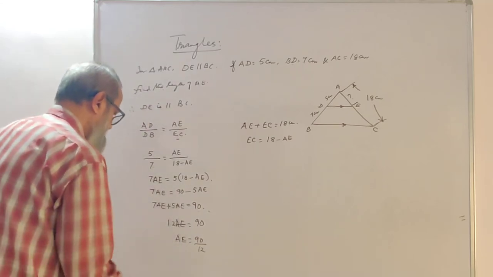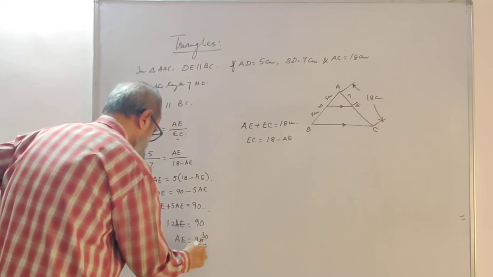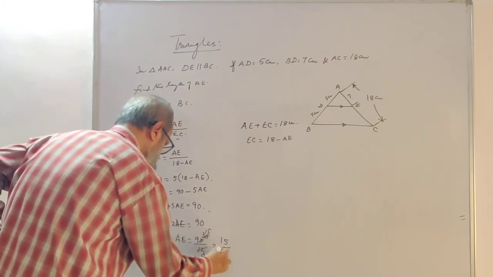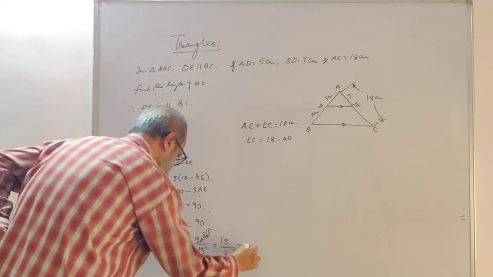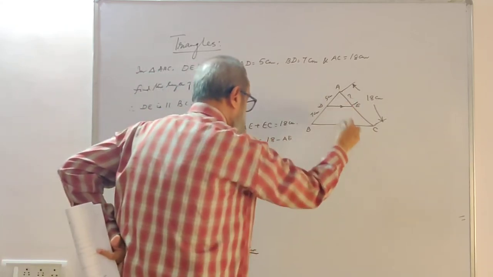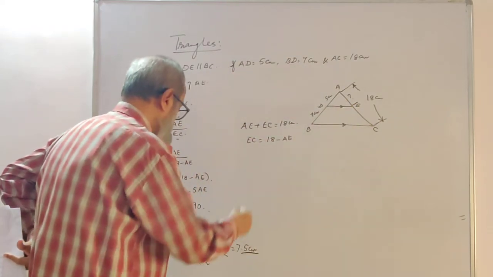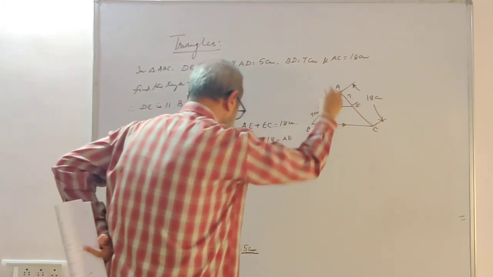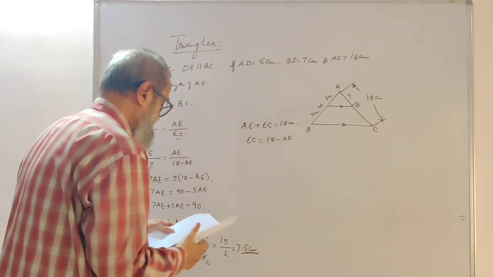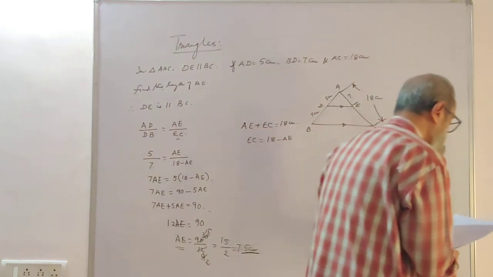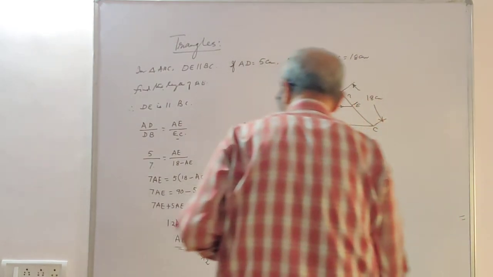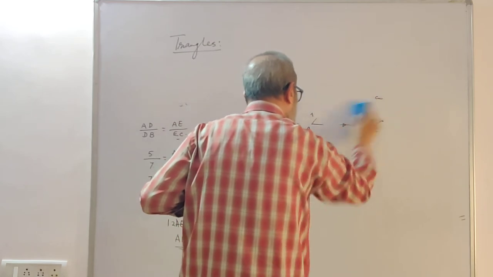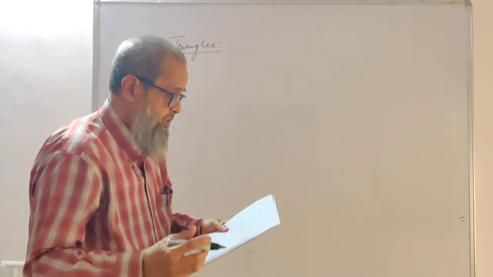That is 15 by 2 or 7.5 centimeter. So this is 7.5 centimeter. So this is 10.5 centimeter. That's not asked. What is asked is AE. So the answer is this A to E, that distance is 7.5 centimeter. Then that's also for 2 marks. Again, one more problem. Let's do one more problem.